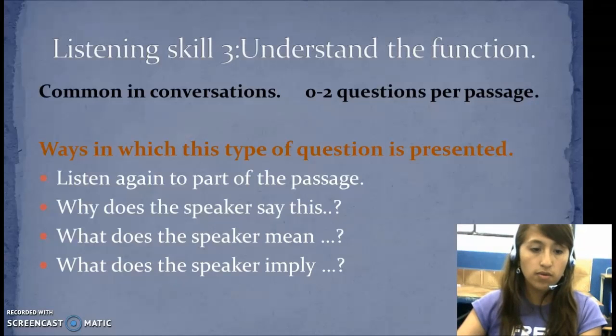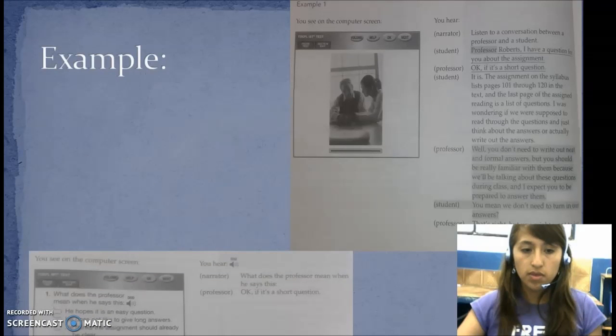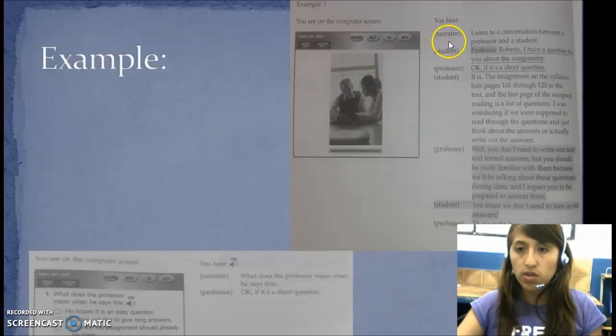Now we have the following example. It is a conversation between a student and a professor.